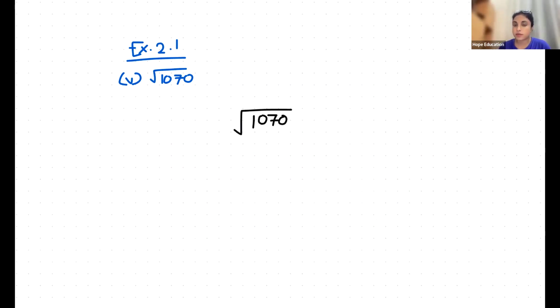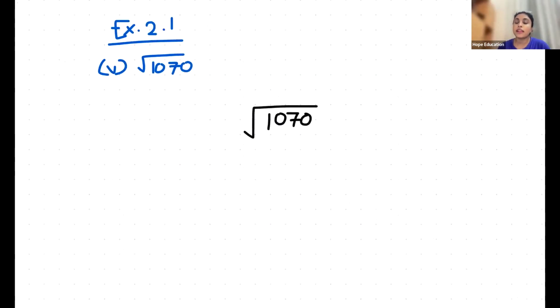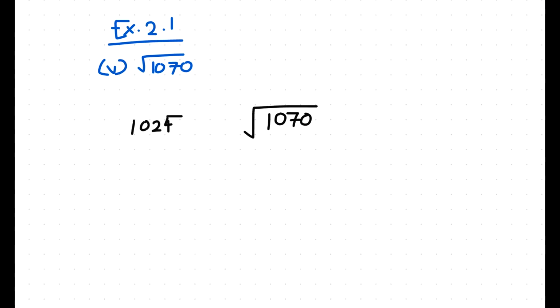Let's start slowly. What is the perfect square that comes before 1070? What do you think? 1024. 1024. What is the perfect square that comes after 1070? 1089. Sorry, 1089. Yes, we are on the right track. Good.